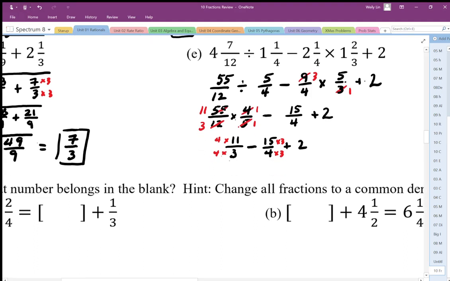So we're going to end up with 44 over 12 minus 45 over 12 plus, we'll just write this as 24 over 12. So 44 minus 45 plus 24 equals 23 over 12. Okay, and there's my final answer.